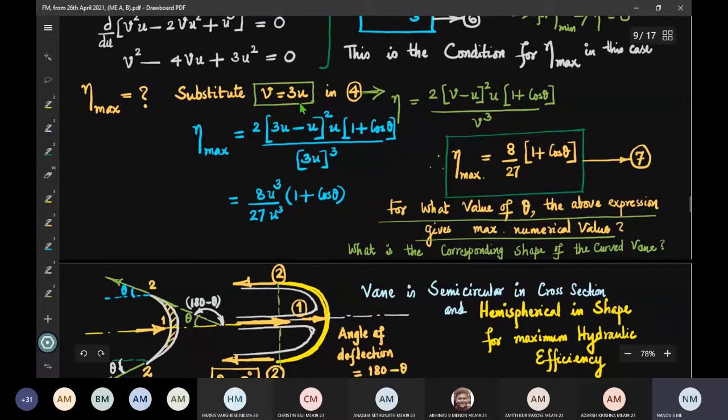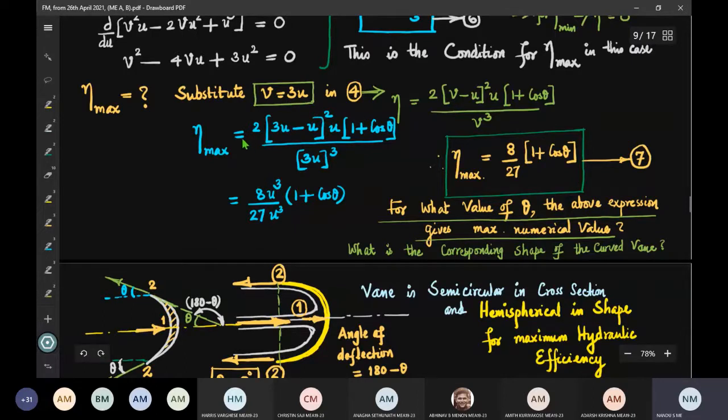Now substitute v is equal to 3u in the expression for efficiency in order to get the maximum efficiency value. So eta is equal to 2 into (v minus u) whole squared into u into (1 plus cos theta) by v cube. This is the expression for efficiency of the jet or efficiency of the vane, or we call it hydraulic efficiency. That is the expression for efficiency we obtained earlier. And in this, we are going to substitute v is equal to 3u. What is that condition? It is the condition for maximum efficiency.